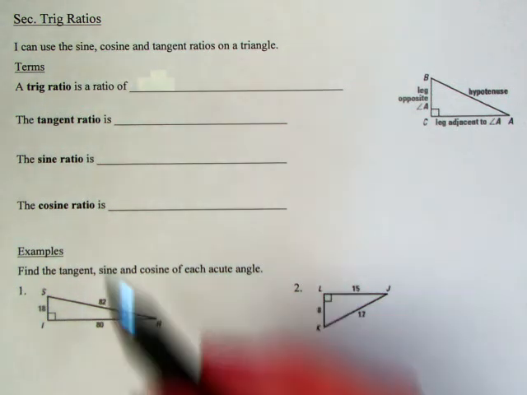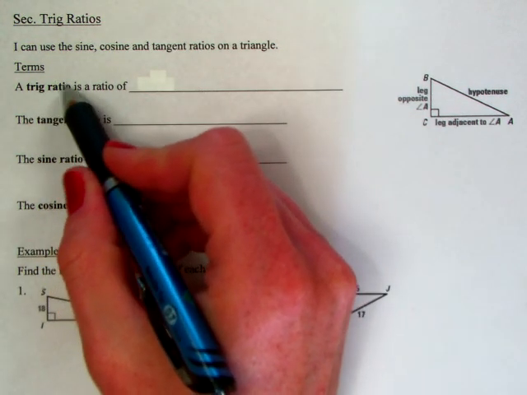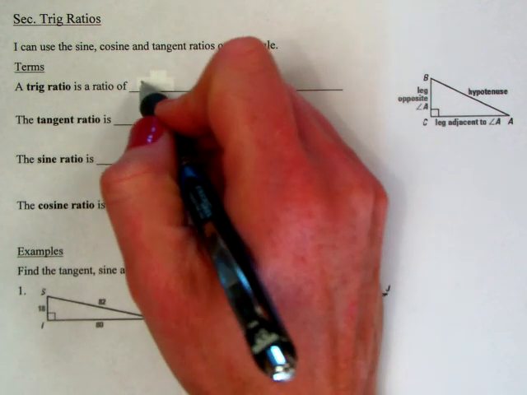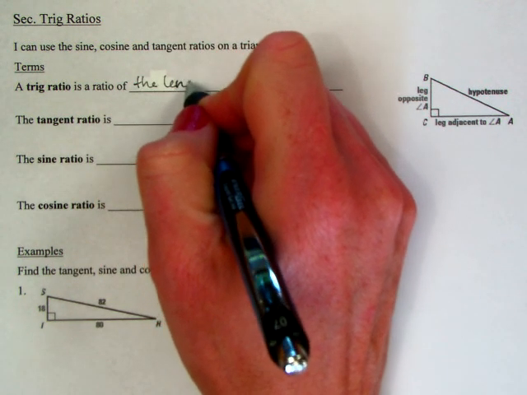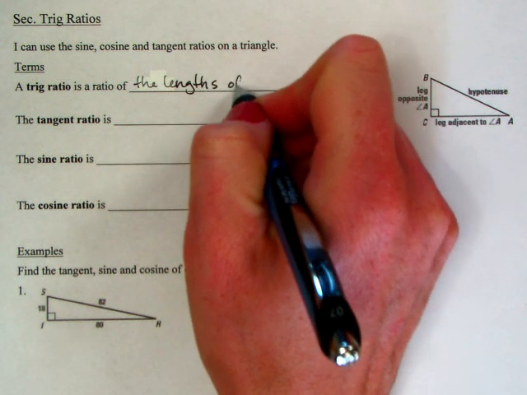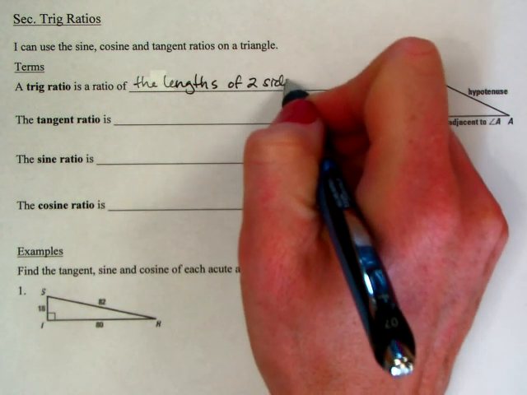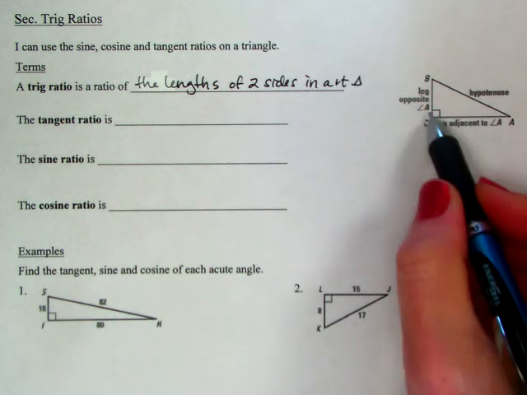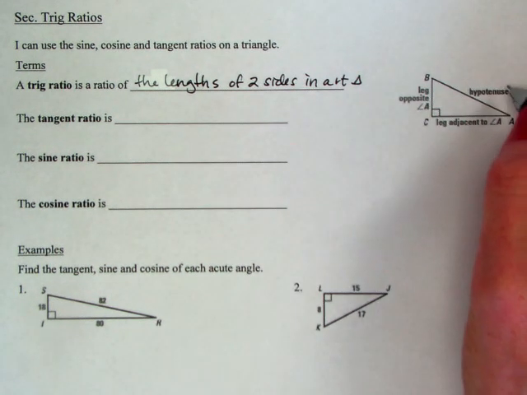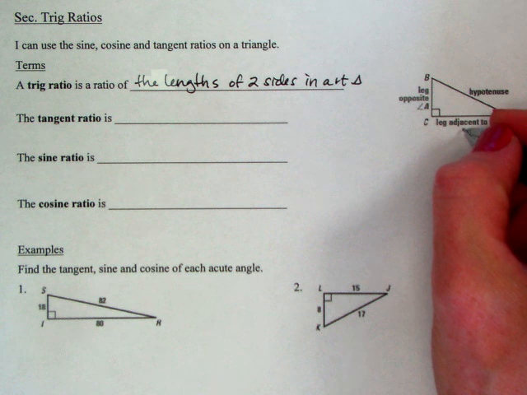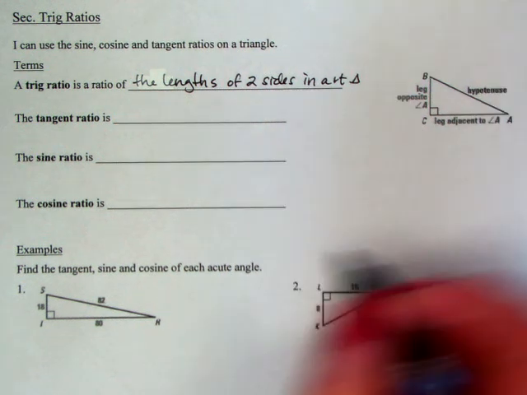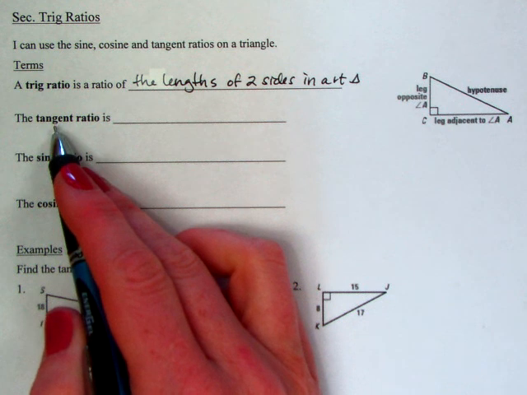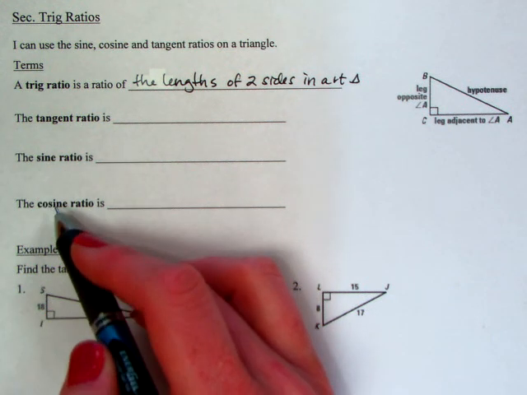So we start off by just talking about what a trig ratio is, and we know that a ratio is a fraction, and a trig ratio is a ratio of the lengths of two sides in a right triangle. So we have a right triangle, and then we are talking about putting one side over another side and which one goes over which. And there are three different types of ratios. There's three different types of fractions. You can have the tangent fraction, the sine fraction, or the cosine fraction.